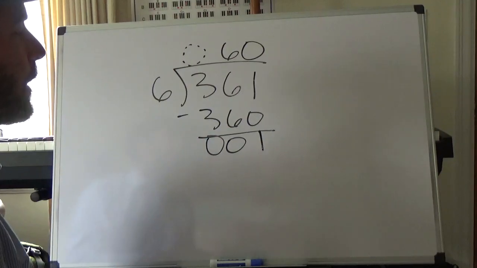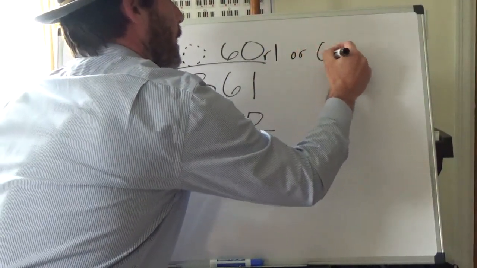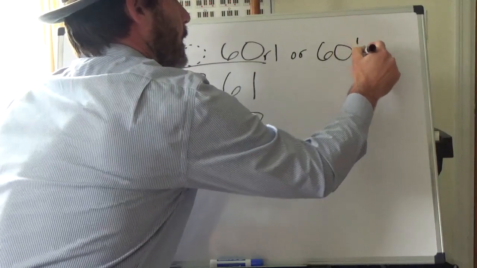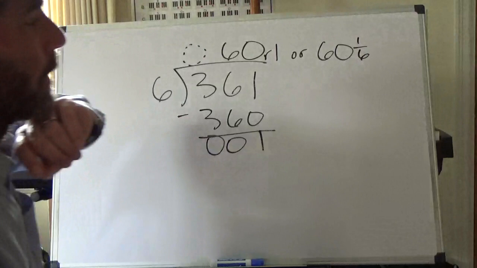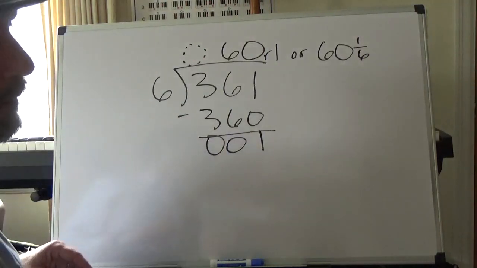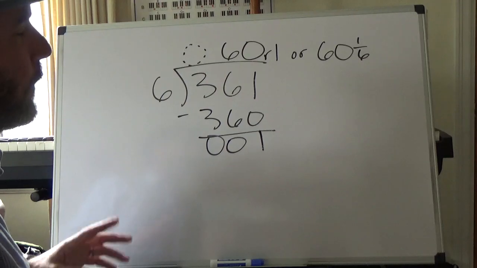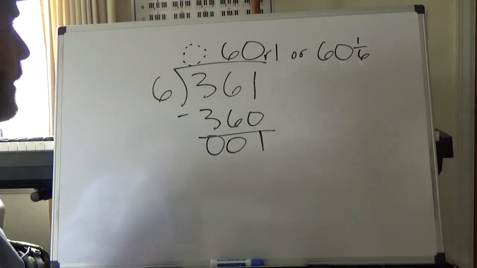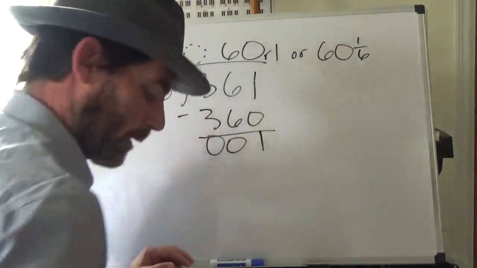So what's my remainder here? It's a remainder of 1, or I'll write this as 60 and 1/6. So everybody would get $60 and 1/6 of a dollar. 1/6 of a dollar is something like 15 or 16 point something cents. So 60 remainder 1, or 60 and 1/6.